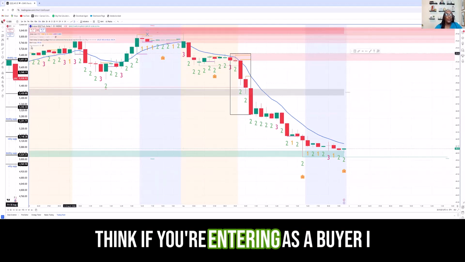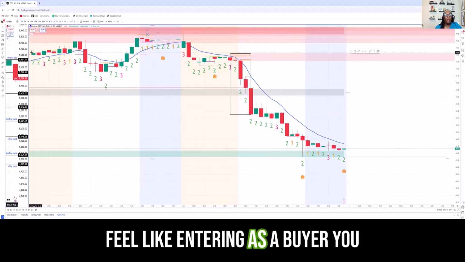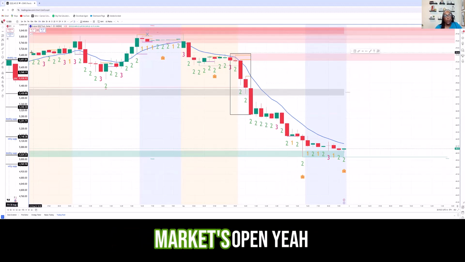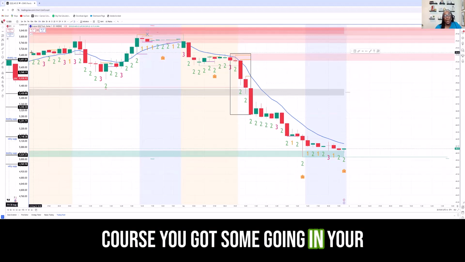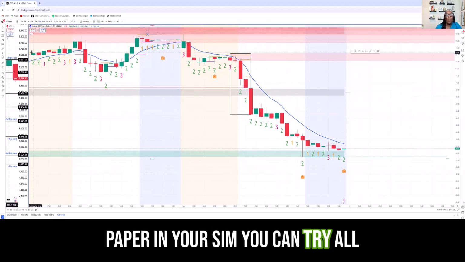I feel like entering as a buyer, you definitely got to do it when the market's open. Unless you got it going in your sim. Of course, if you got stuff going in your paper and your sim, you can try all kinds of stuff in there.